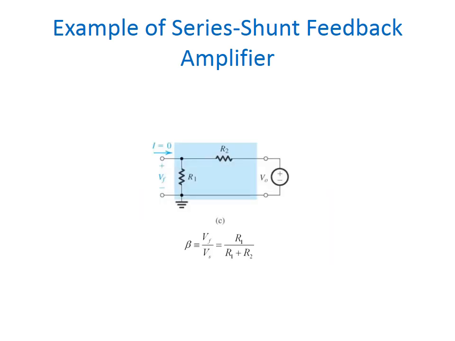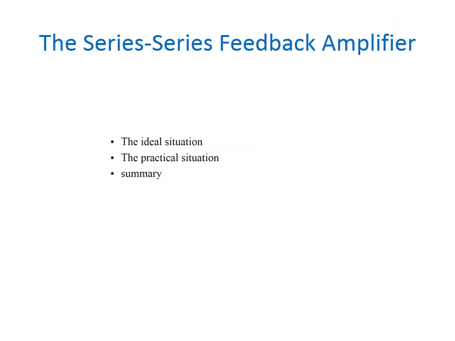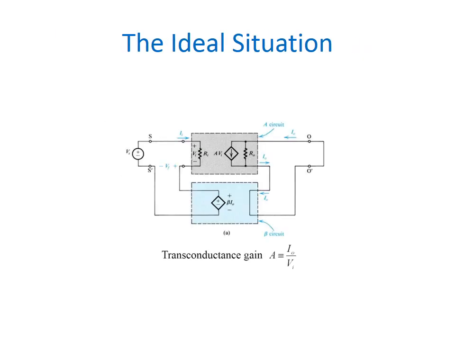In this you can represent the equivalent circuit diagram like this, and calculate the beta. Now we are going to see the series feedback amplifier. First we see the ideal value for the circuit. This feedback amplifier, otherwise called a transconductance amplifier, so we are going to calculate the transconductance gain from the circuit, that is A equal to I0 by Vi.